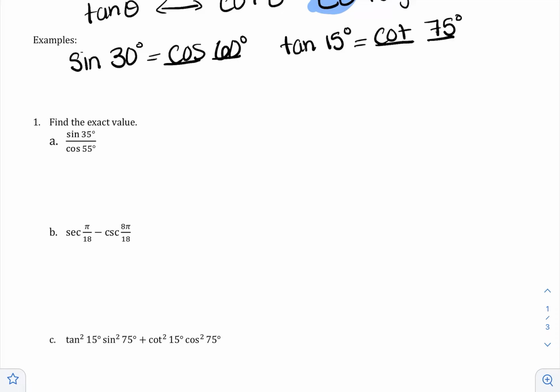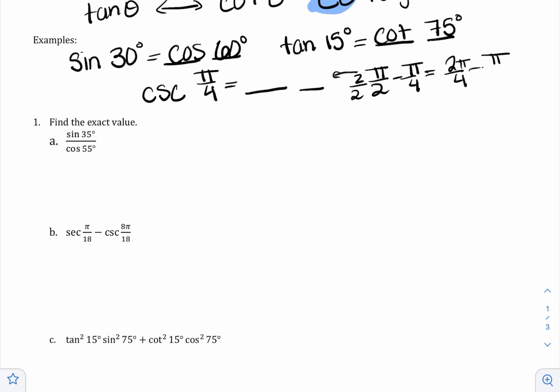All right, I have the cosecant of, say, pi over 4. Okay, so I have to change both. So I have to find the complementary angle. That might be a little bit hard in radians. So remember, what you're doing is you're trying to take it away from 90 degrees. And 90 degrees is pi over 2. So pi over 2 minus pi over 4. I need a common denominator, so I multiply this one by 2 over 2. So 2 pi over 4 minus pi over 4 is pi over 4. So this is pi over 4, and this is going to be secant.